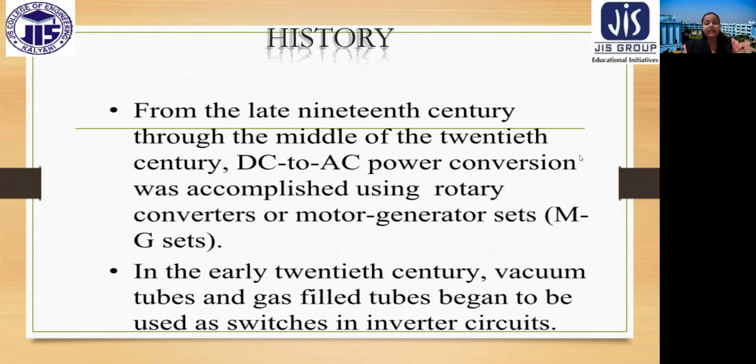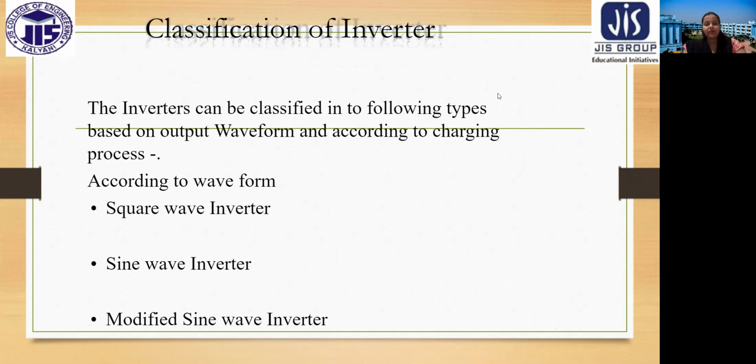From the late 19th century through the middle of the 20th century, DC to AC power conversion was accomplished using rotary converters or motor generator sets. In the early 20th century, vacuum tubes and gas-filled tubes began to be used as switches in inverter circuits. This is the history of inverter.